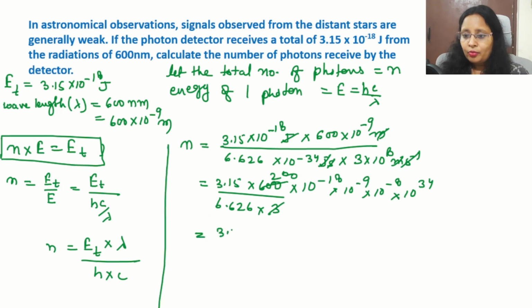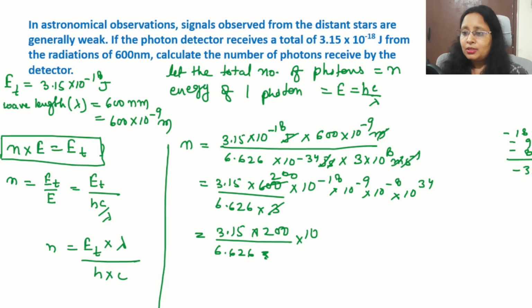We have 3.15 into 200 divided by 6.626, into 10 to the power. Now adjust the powers: minus 18, minus 9, minus 8 all added become minus 35. Minus 35 plus 34 becomes minus 1. So the power is 10 to the power minus 1.